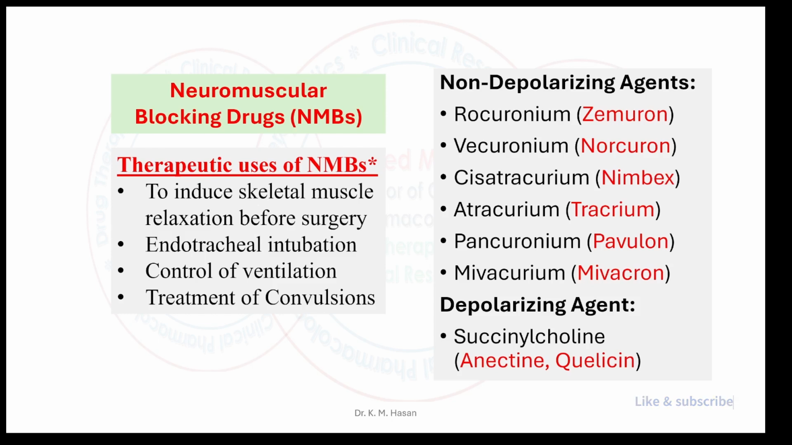And on the right side, they remind us with the list of medications belonging to the neuromuscular blocking agents. We have non-depolarizing agents. We start with atracurium, cisatracurium, rocuronium, vecuronium, pancuronium. We have a depolarizing agent, one medication, succinylcholine.